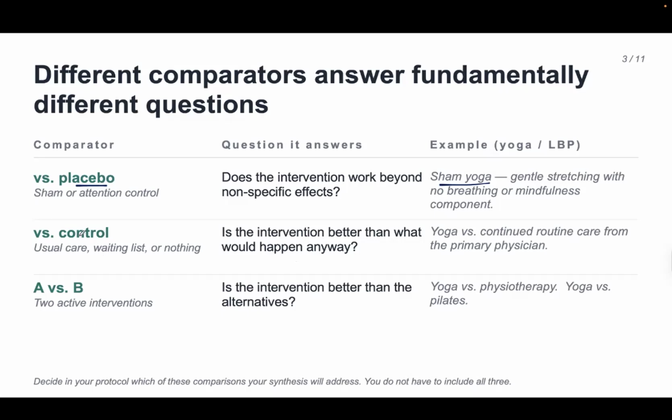Then there are control comparisons, that is usual care, waiting list, or no treatment. These are the most common comparators in non-pharmacological trials, and they answer if yoga is better than nothing. Finally, we have head-to-head comparisons: yoga versus physiotherapy, yoga versus Pilates, and you'll notice that these are the active comparators and tend to answer a much harder question. Is yoga better than the alternatives? In our protocol, we need to decide which of these comparisons we are synthesizing. We do not have to include all 3, but we have to be explicit about which ones count.